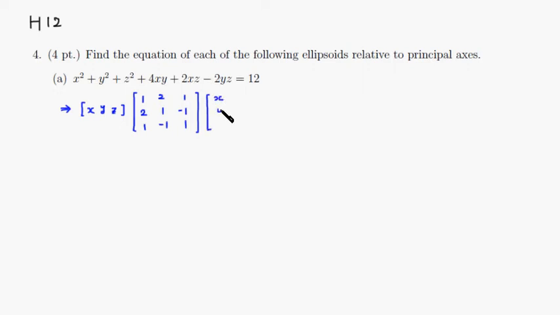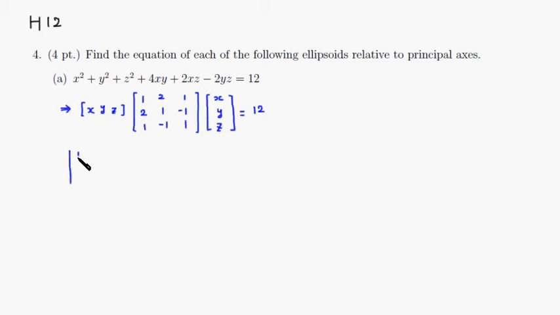Then you have x, y, and z. So you can double check that if you multiply out, you get exactly the same equation. So this is equal to 12. Then we are trying to find the eigenvalues of this matrix right here. So let's find that. We want to find the eigenvalues.